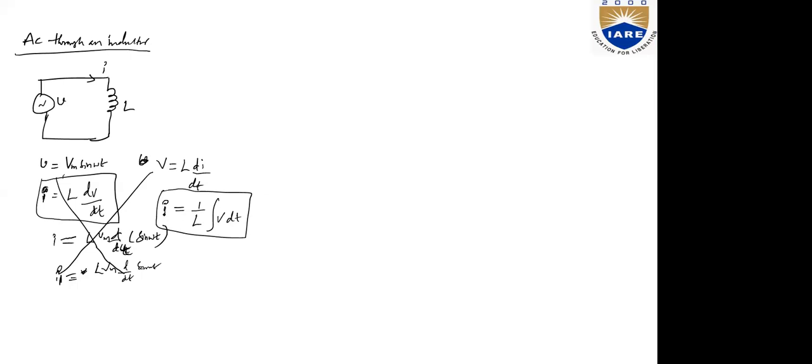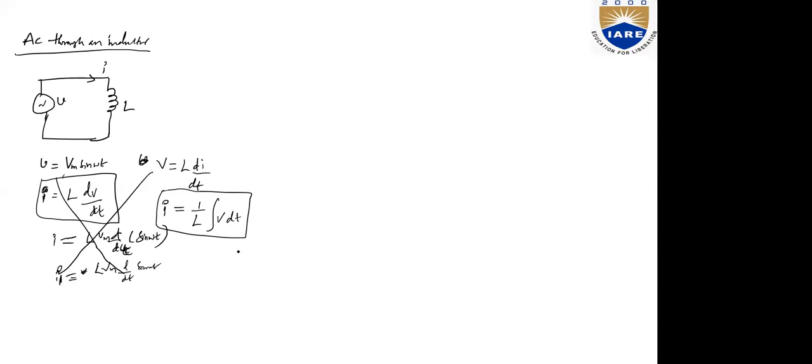Is that okay? Yes, we have derived this, right? Correct. Now you substitute the value of V here and get me the value. This is 1 by L integral of Vm sine omega t dt. So get me the equation for I now.